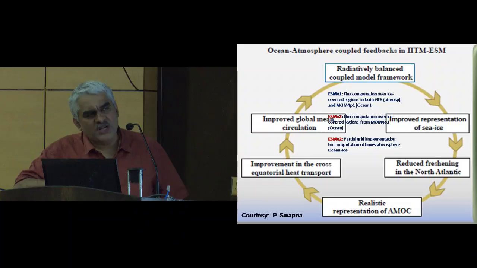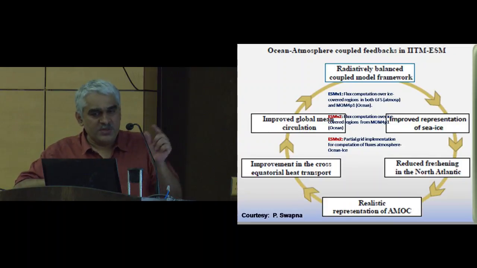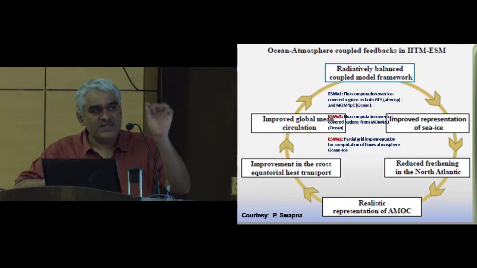And there was also a partial grid implementation for computing the fluxes and their exchanges among the different components. Earlier, especially in the areas where the ocean and the land meet, the grid used to be assigned either as a land or an ocean.